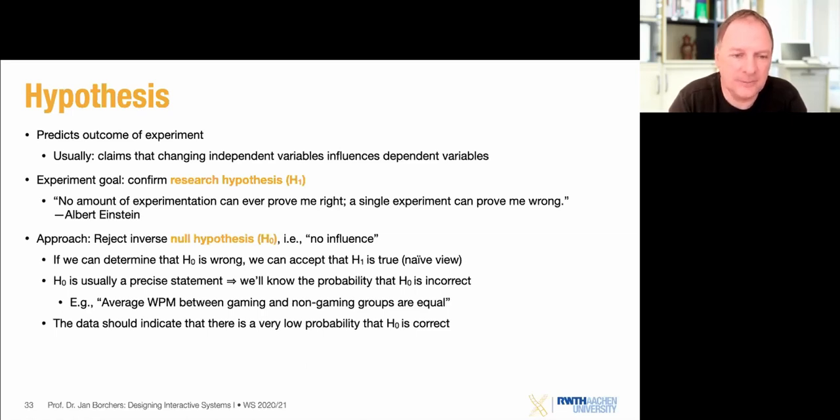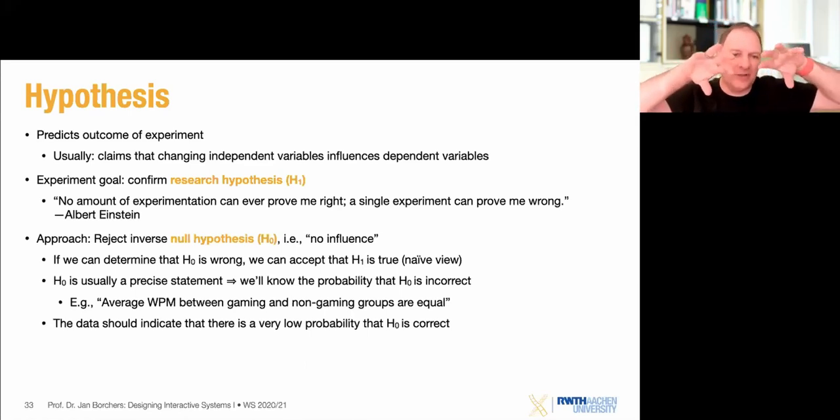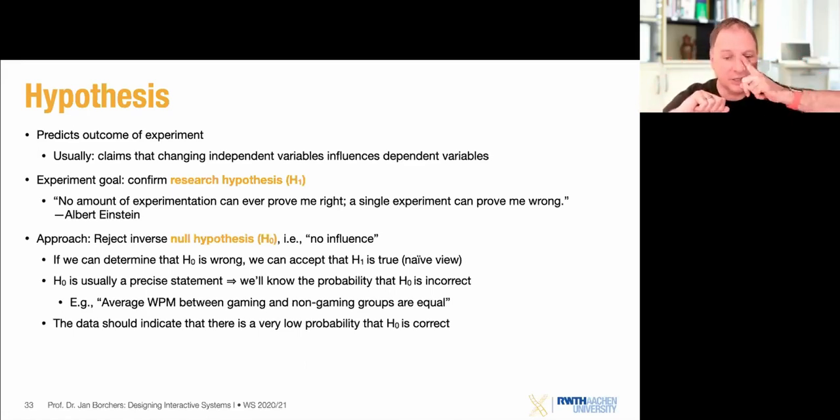And H0 is usually a precise statement, so we will know the probability that it is incorrect. For example, if H1 was that there is a difference in words per minute between gamers and non-gamers, we could say the null hypothesis is that there is no difference. The words per minute between gamers and non-gamers are equal. That would be the null hypothesis. And then you measure things and you get a result. Let's say you get two Gaussian curves and they're slightly apart from each other. Then you can determine the likelihood that the inverse hypothesis, the null hypothesis, is still true with these slightly set apart Gaussian curves. That likelihood is probably going to be pretty low. So that tells you that the likelihood that your research hypothesis is true is pretty high. That's kind of the take we do on this.